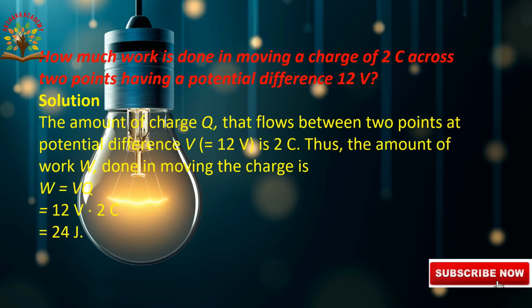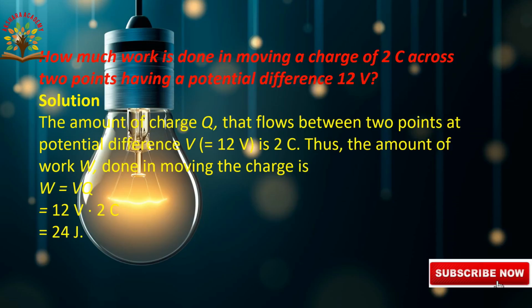So first, what they have given: amount of charge Q that flows between 2 points at potential difference V of 12 volts is 2 coulombs. Thus amount of work done in moving the charge is W is equal to VQ. V, how much? 12 volts. Q, 2 coulombs. 12 volts into 2 coulombs. 12 times 2 is 24 joules.